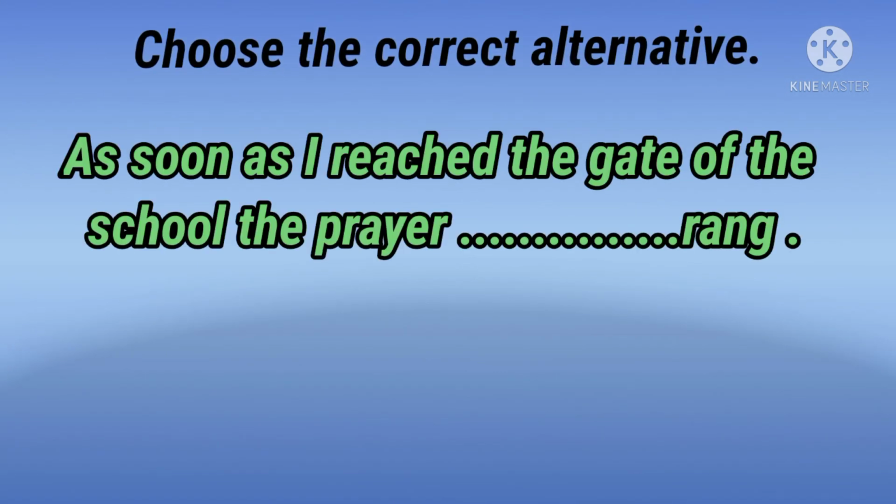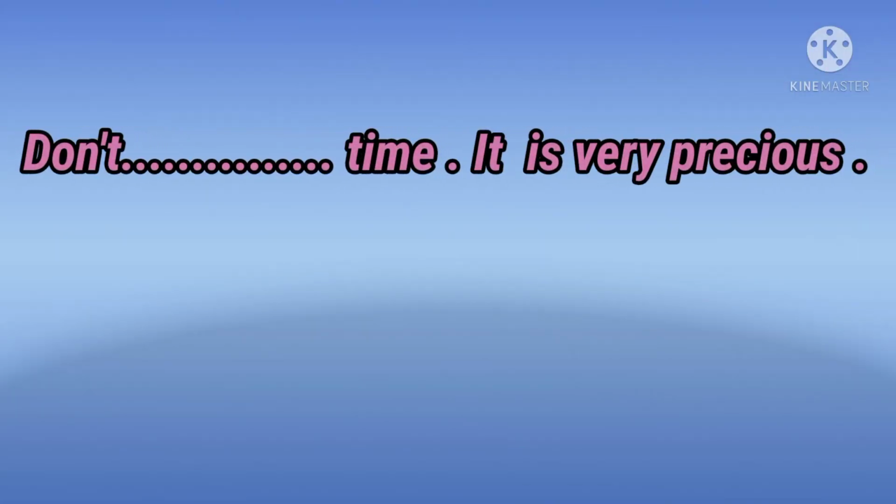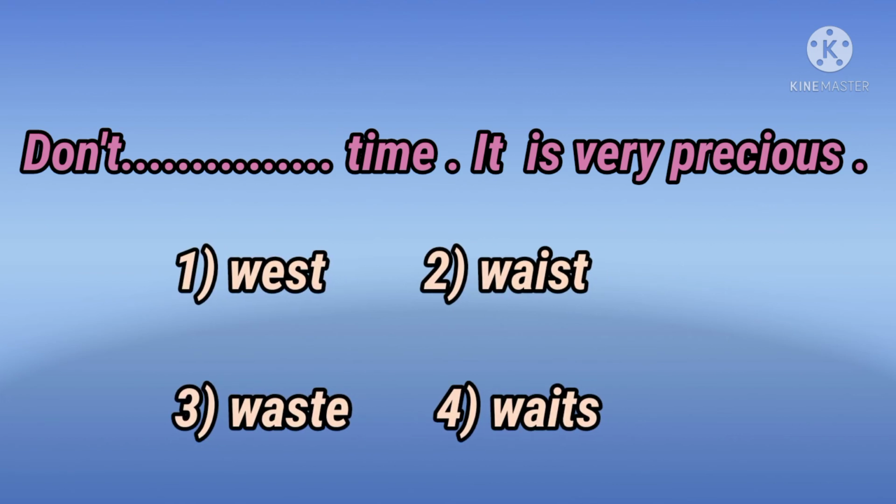Choose the correct alternative. As soon as I reached the gate of the school, the prayer dash rang. First option is bell. Second bell. Third is bell. And fourth is bill. And our answer is option number 1, bell. Don't dash time. It is very precious. First is waste, second is waist, third is waste, and fourth is waits. And our answer is option number 3, don't waste time.